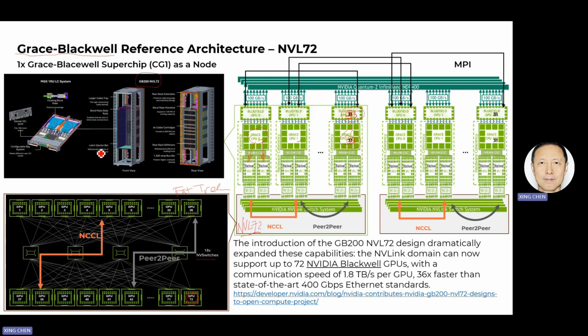18 compute trays. On the top you have 10 compute trays. At the bottom you have 8 compute trays. In the middle you have 9 switch trays, and in each switch tray you are going to have 2 switches. So in total you are going to have 18 switches, and that's going to make the system.